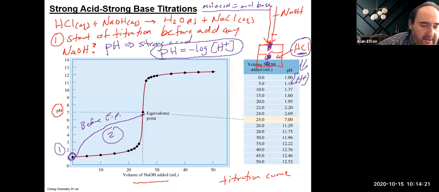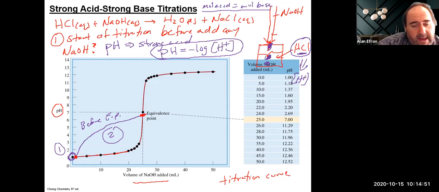And again, like I said, that goes from as soon as you add that first drop, all the way up to right before the equivalence point, anywhere in this part of the titration where it's labeled 2. We also see that we are adding base, so we start to see this increase in pH as we're adding sodium hydroxide in this particular example. Any questions up to there?